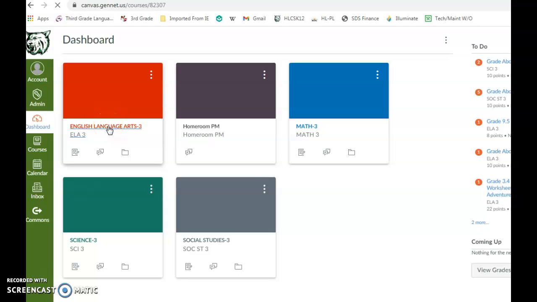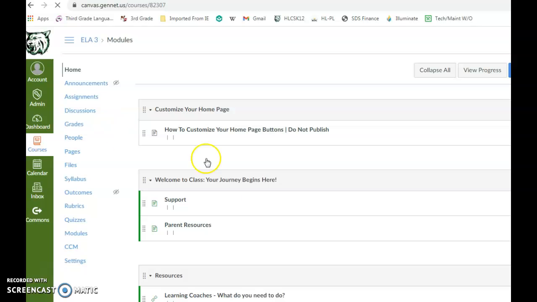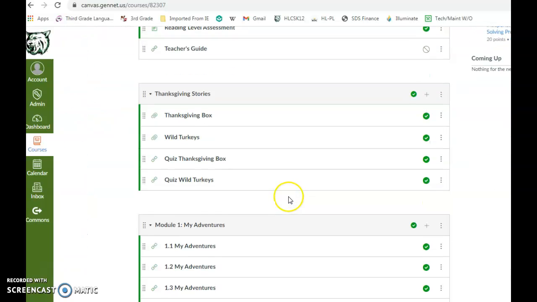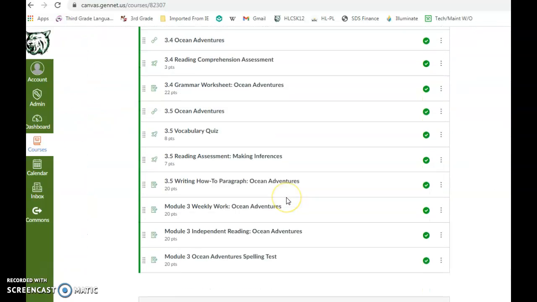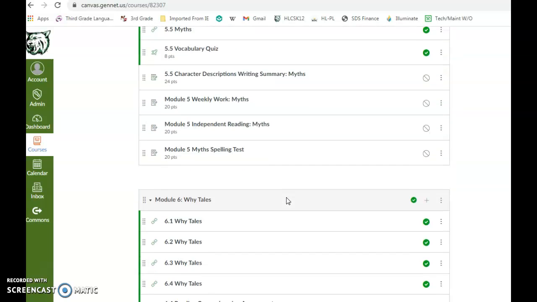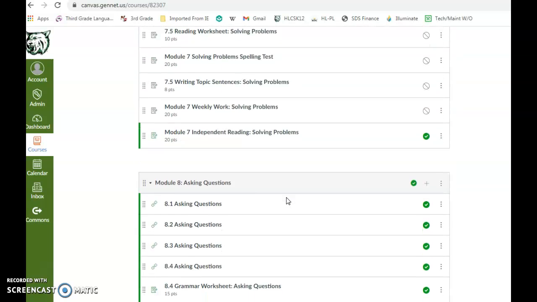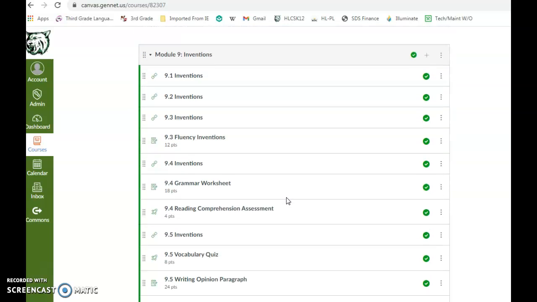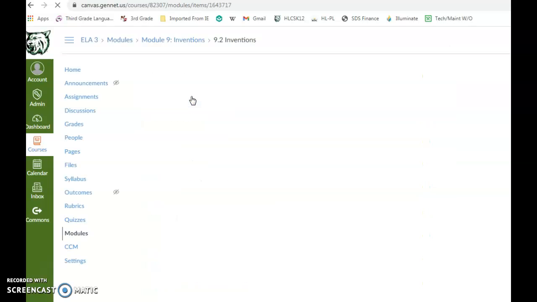We are on Module 9, so once you click on ELA and scroll all the way down to Module 9, we're almost there. Yesterday we completed 9.1. Today we are going to complete 9.2. And again, our topic this week is inventions.